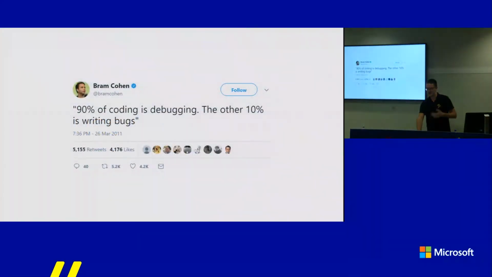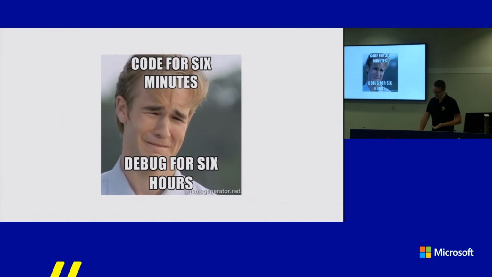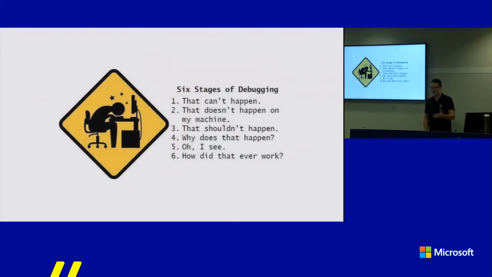Typically, 90% of coding is debugging, and the other 10% is writing bugs. I think a lot of you will laugh, but I feel it's reality most of the time. Another one: if you code for 6 minutes, you will be debugging for 6 hours. That's something that always happens in someone's career. And you probably also know the 6 stages of debugging, where you first go, okay, that can't happen. And in the end, you go, how could this have ever worked?